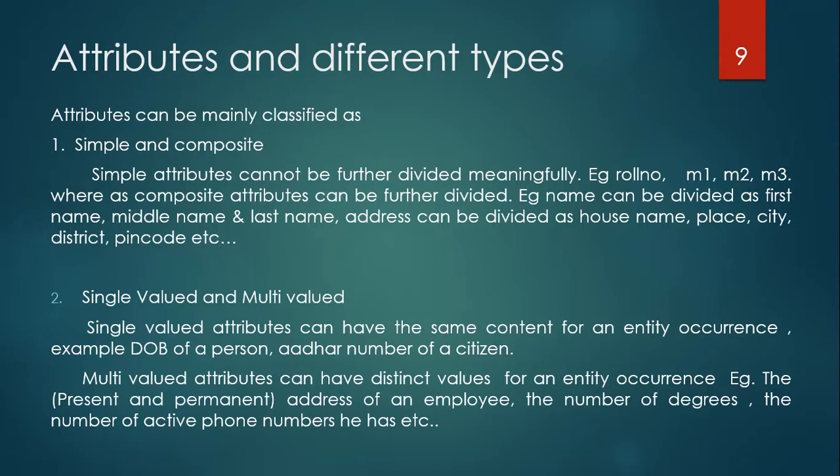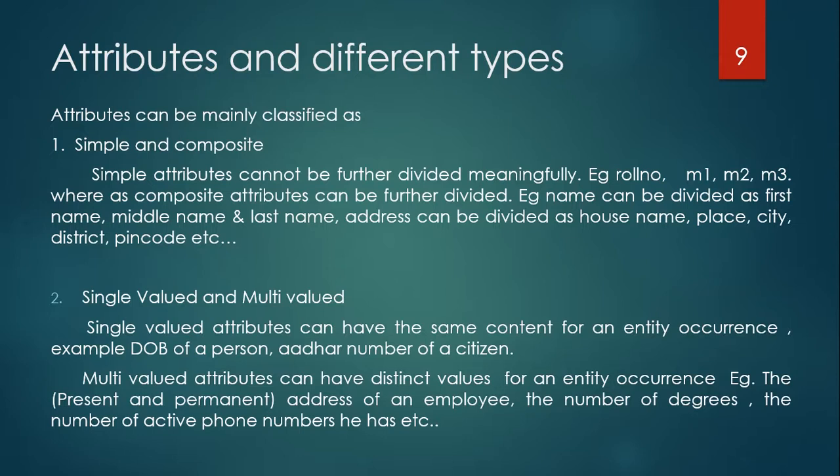Attributes can be of different types. The main classification is into simple and composite. Simple attributes cannot be further divided. Already we have said attributes cannot be divided meaningfully, so all those attributes are simple. Example, roll number, M1, M2, M3, etc. are simple attributes. There is no point in subdividing the data there.